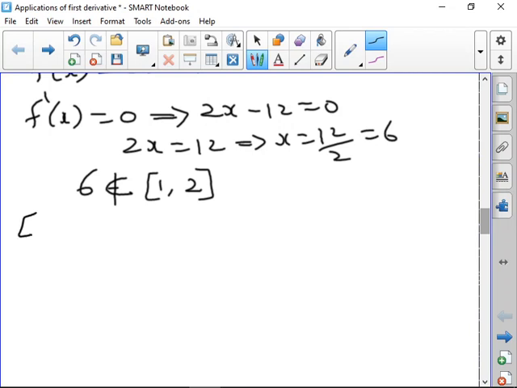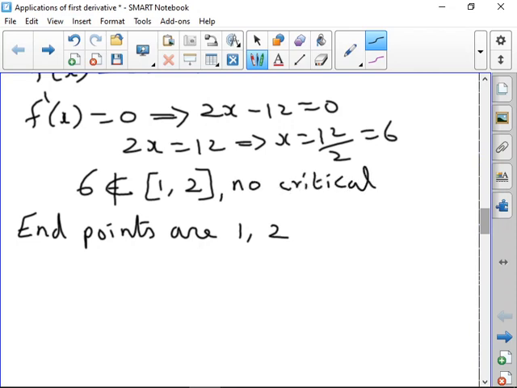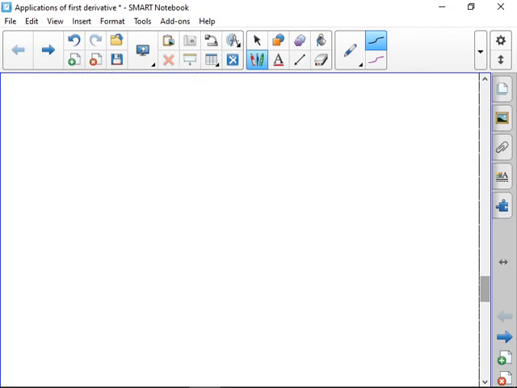இப்போ end points எதெல்லாம் end points? End points are 1 and 2. 1 and 2 are the endpoints. No critical number சொல்லலாம் அல்லது பாயிண்ட்னாலும் சொல்லலாம். Okay. So now we have to substitute this in f of x.